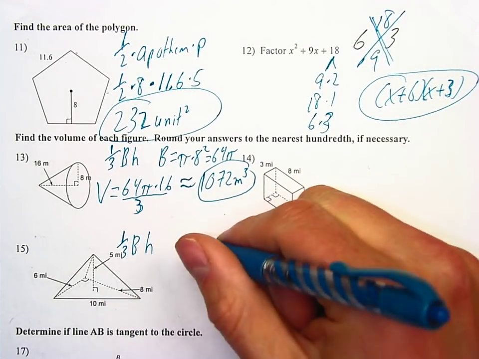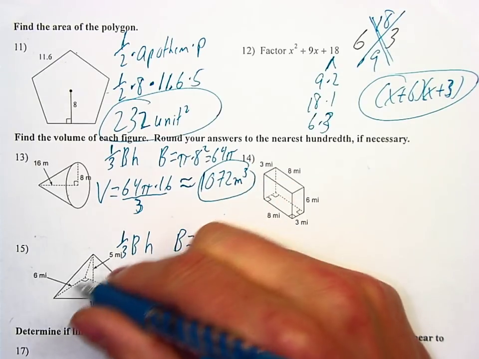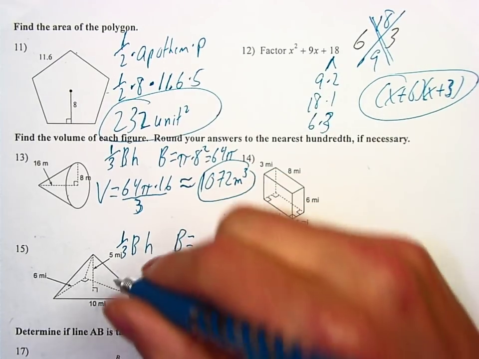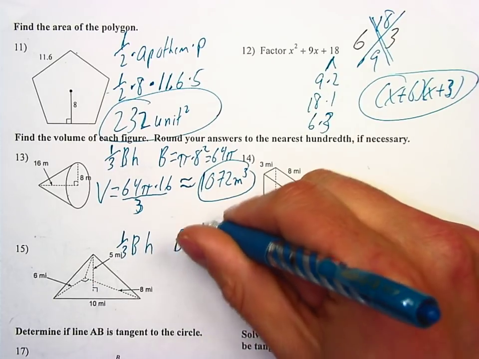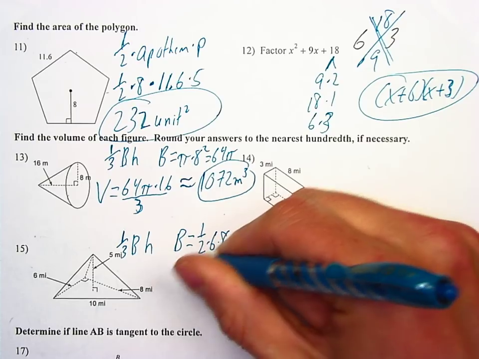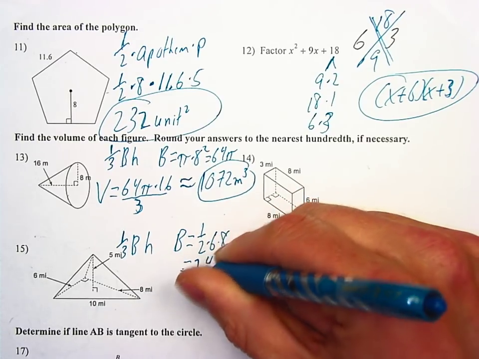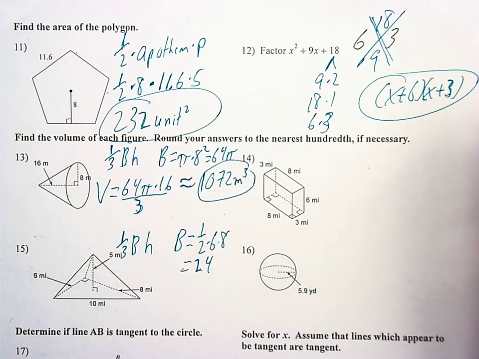All right, the triangular pyramid. The base is still the same as it's been. So the area of a triangle is half the length times the width. So 1/2 of 6 times 8 is equal to 24. This is in square miles. So that is my area of the base.